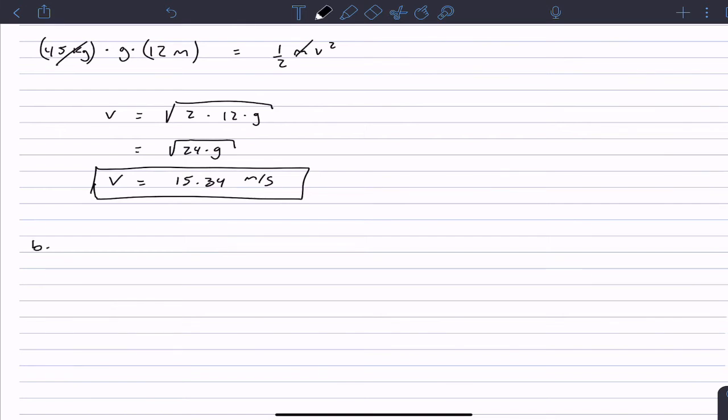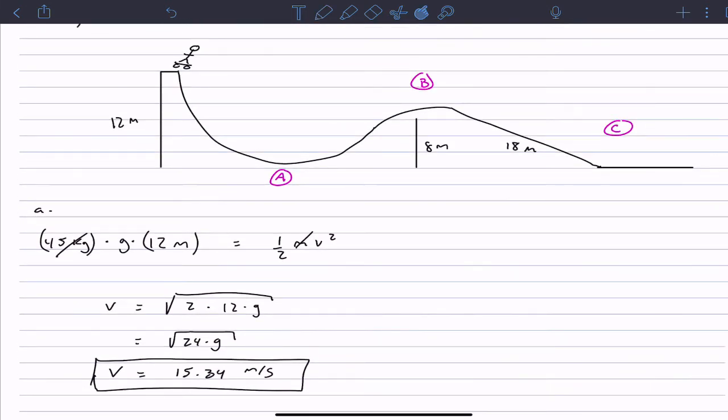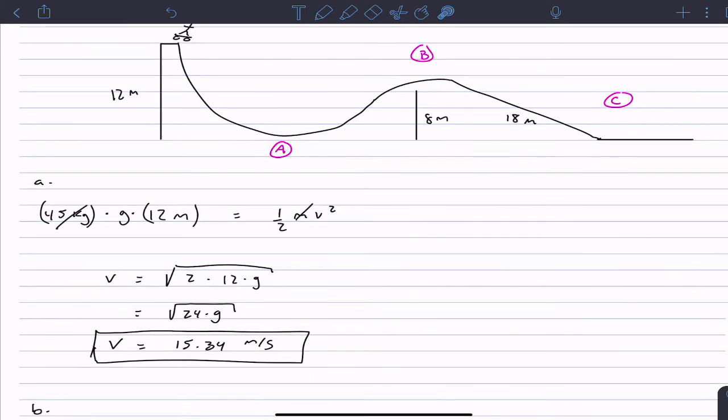Now B, we are asked to find the speed at the top. So we have a speed here, he's going to go up, we're going to have a gravitational potential as well, and we're going to have kinetic energy. So we need to find the speed using both of those. What I'm saying is we start with this kinetic energy, we have kinetic and potential at the top.